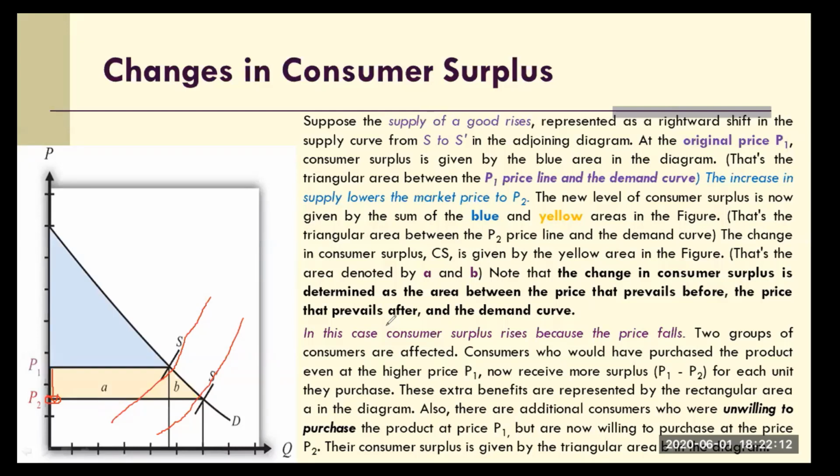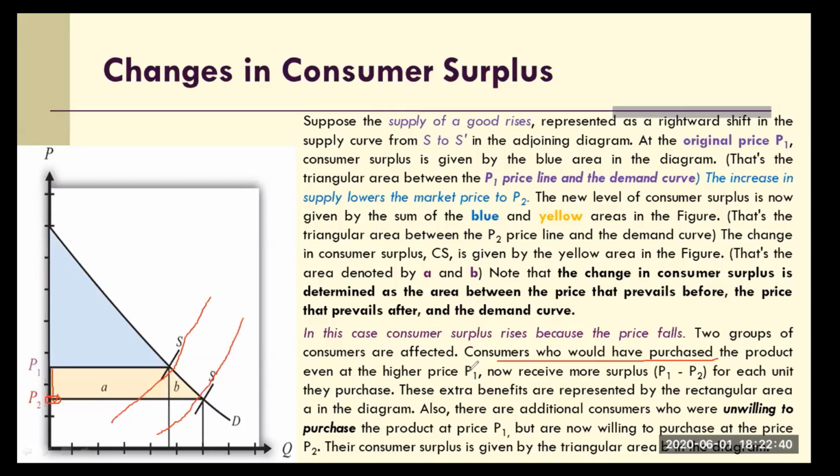In this case, consumer surplus rises because the price falls. Two groups of consumers are now affected. Consumers who would have purchased the product even at the higher price P1 now receive more surplus, that is P1 minus P2 for each unit of product. The extra benefit is represented by the rectangular yellow area of the diagram.